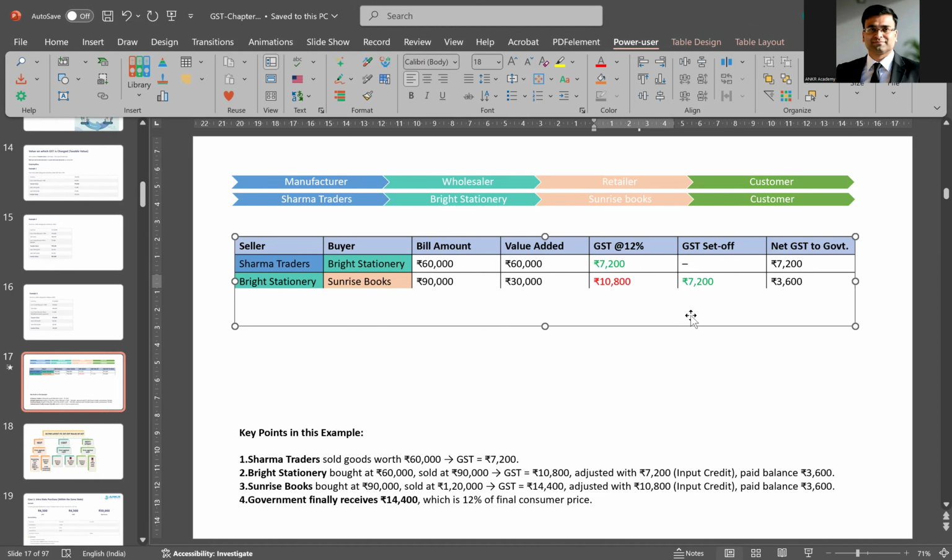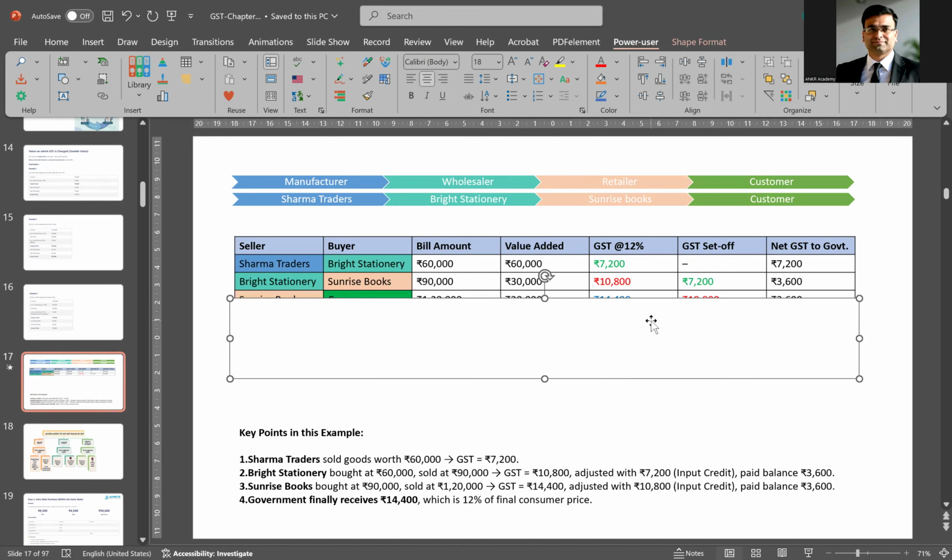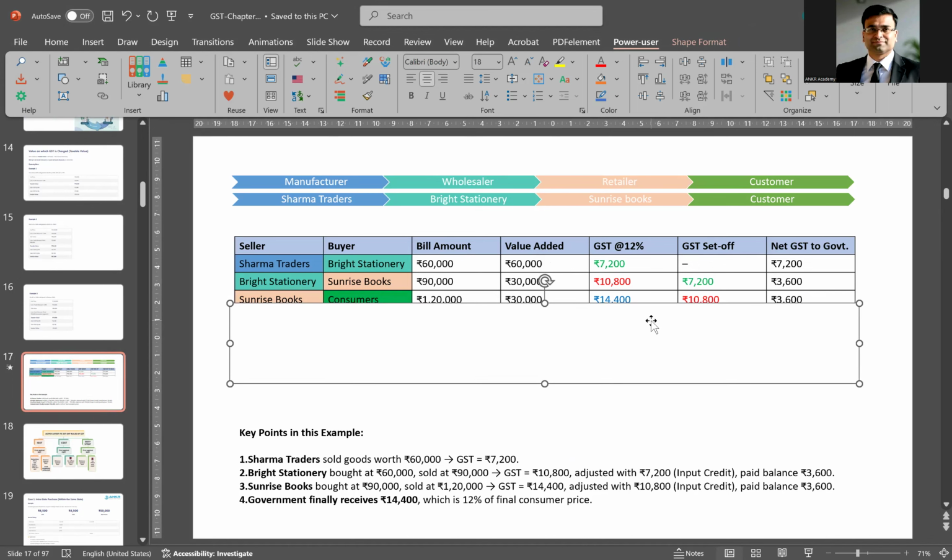Getting my point? This is a very important concept because it is avoiding cascading. The ITC is available. So this 7,200 is ITC, right? Which is input tax credit. Now let's see further. Now what happens now?